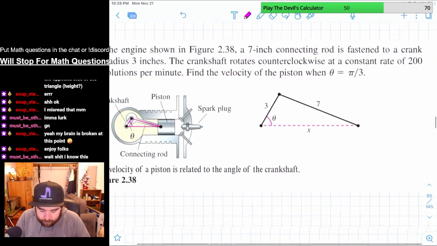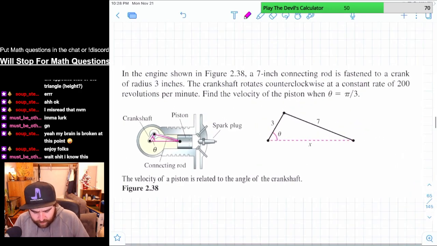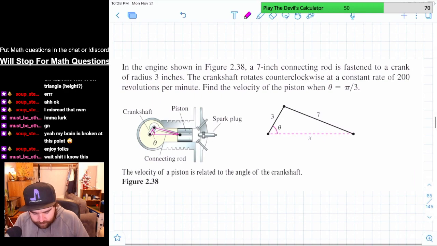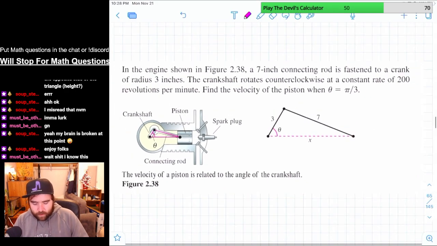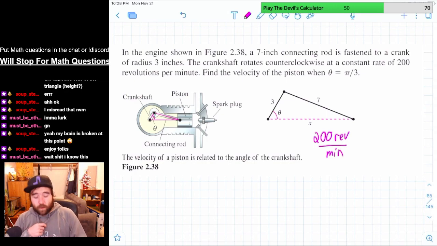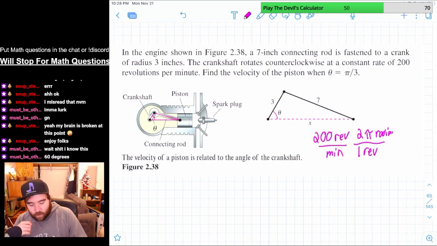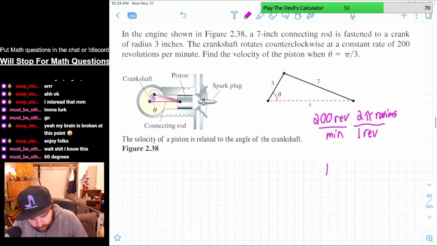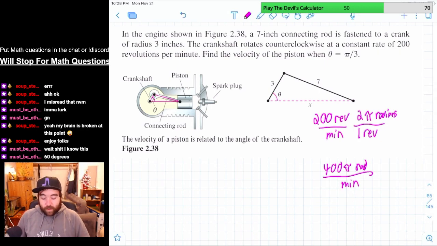Okay, so revolutions per minute. That's interesting, but it's in angle, so I feel like we should do angle. I would do a little dimensional analysis. It's going at 200 revs per minute, but we really want it in angles. So in 1 revolution, how many angles are there? 1 revolution is 2 pi radians. That is going hecka fast: 400 pi radians per minute. That's a lot of radians.